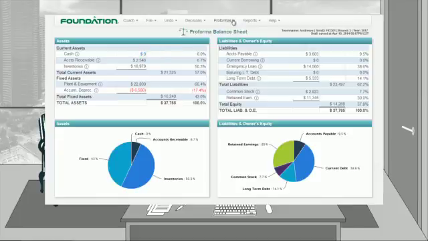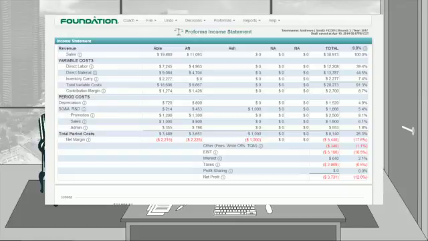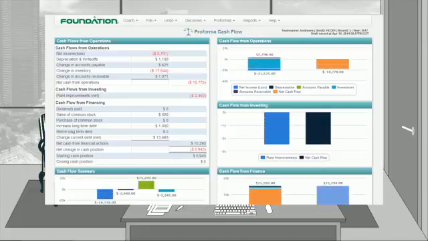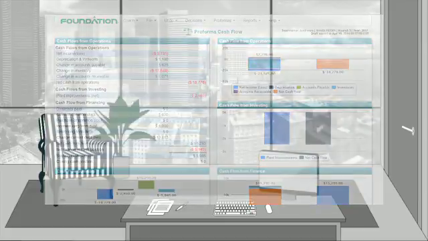They will help you test out strategic ideas like, what if I introduce a new product? Or, what if I double my promotions budget? The proformas help answer the question, can I afford my big idea right now?